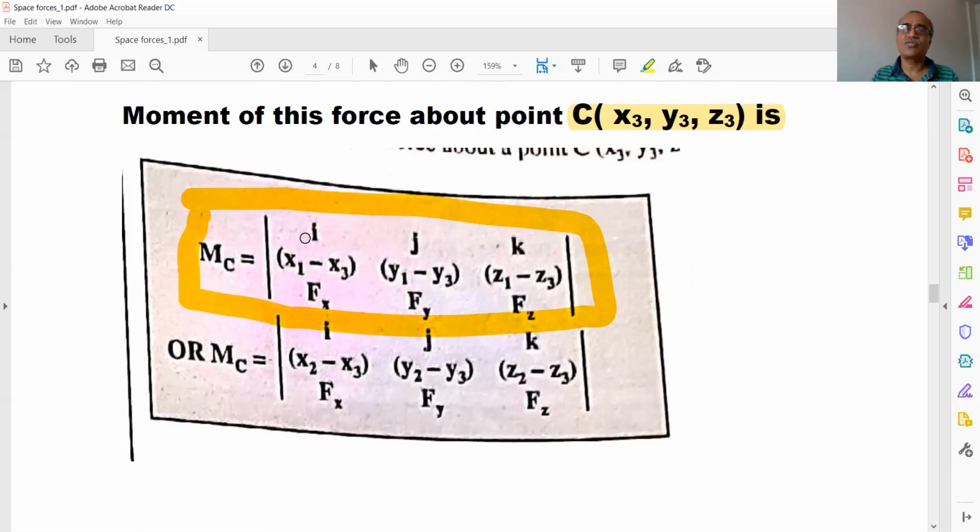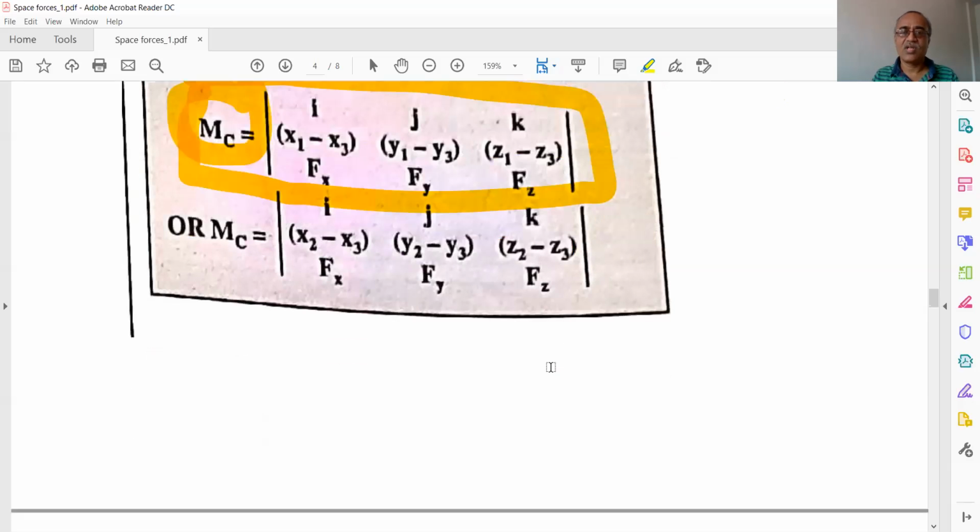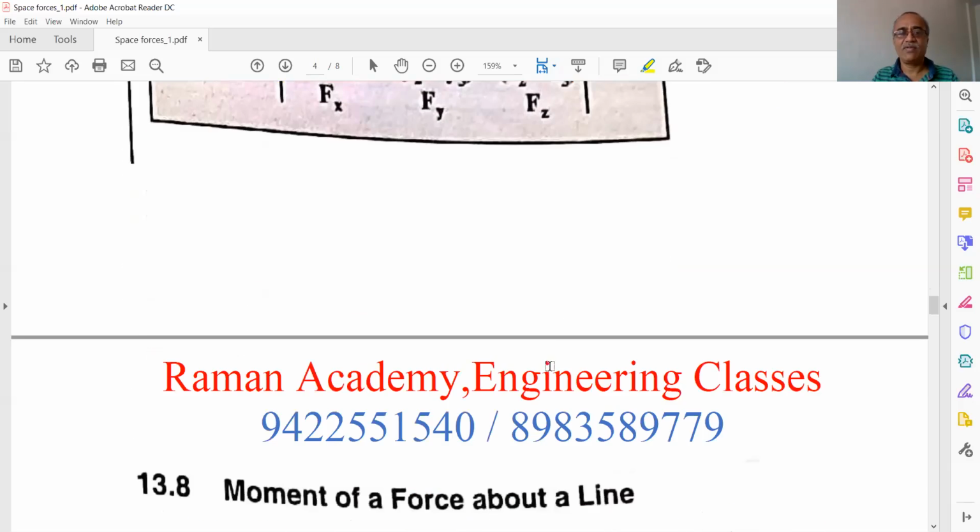This determinant we have to solve to find Mc, or the other way around, the determinant of i j k, x2 minus x3, y2 minus y3, z2 minus z3 and so on. These are the two formulas that we have to use to find the analytical value of the moment of the force about any point which has been given to us.